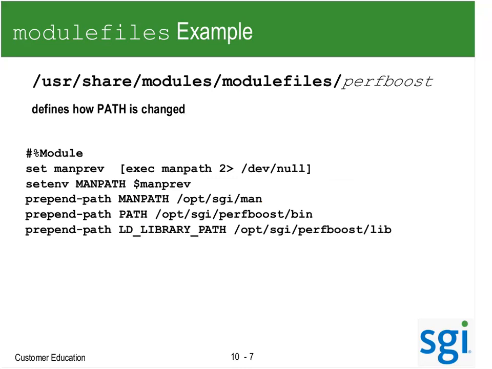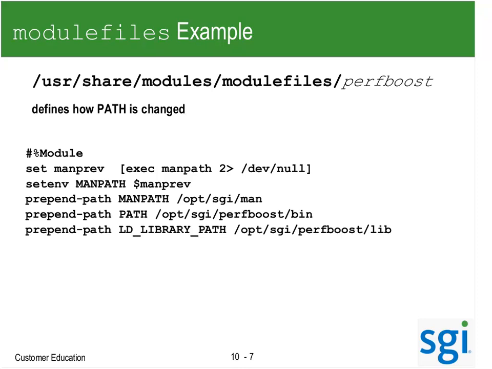So here's an example of a module file. Now this is all written in TCL. So the set creates an environment variable called manprev. And what they're doing here is the brackets are saying substitute and then execute the manpath, get rid of all your errors, and that substitution then results in manprev being your prior manpath.